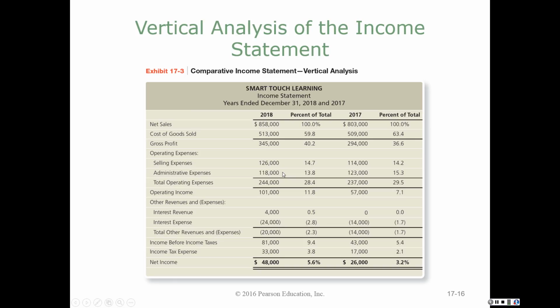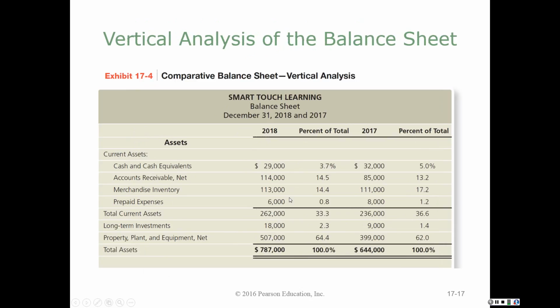So the vertical analysis, once again, everything as a percentage of sales on the income statement, everything as a percentage of assets on the balance sheet. So what I can see is that in 2017, cash made up 5% of my total assets. With cash decreasing, it only made up 3.7% of my total assets in 2018. Okay, so we can see the other, accounts receivable are 14.5% compared to 13.2.